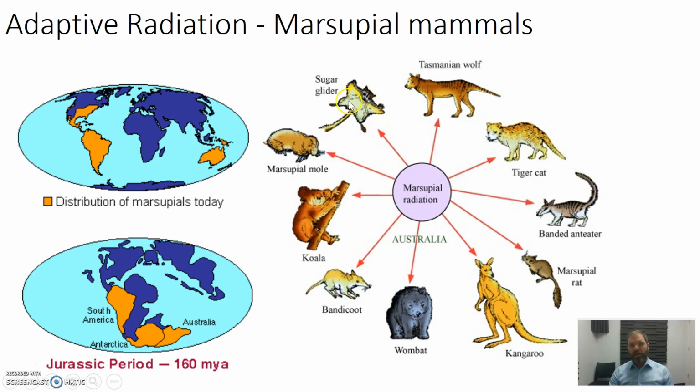Clearly, the sugar glider is adapted to living high in the trees and flying between them. The wombat is adapted to living underground and burrowing, and the kangaroo is adapted to moving quickly across the plains. The Tasmanian tiger is adapted as a predator and is therefore a carnivore as well. So we can see that from that initial species founder population, we have this radiation out in different directions for lots of different marsupials.